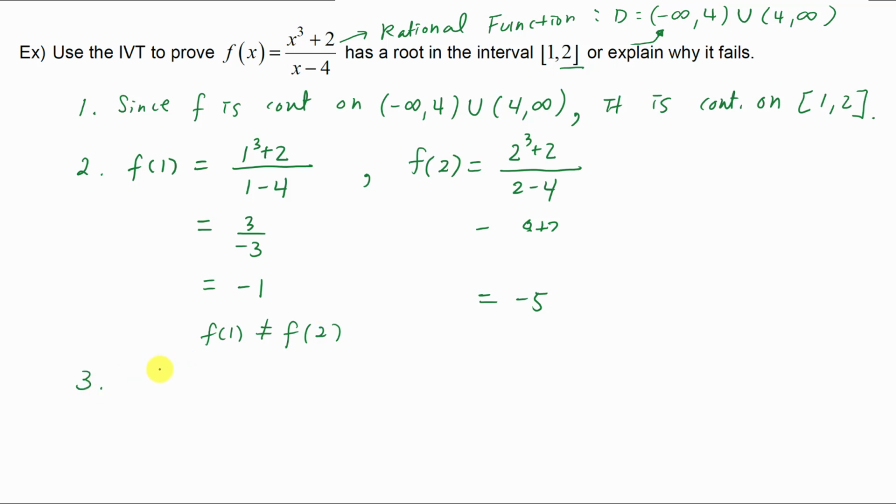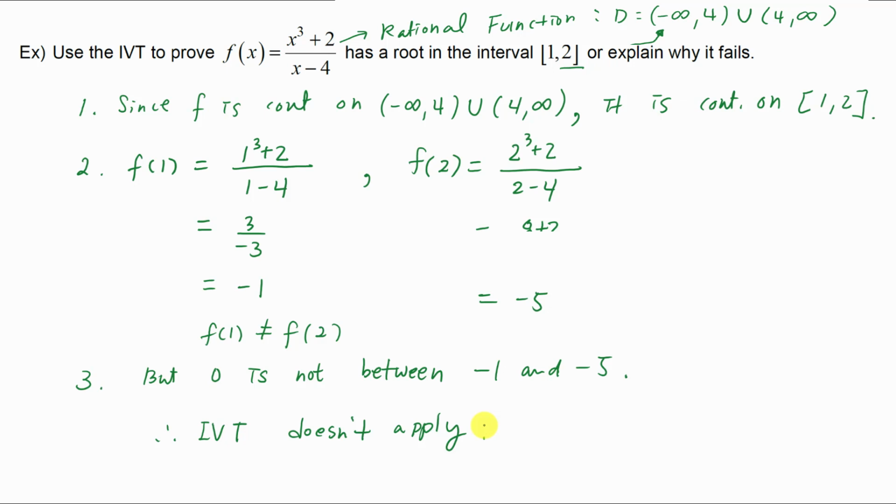No. So what do you say? But 0 is not between negative 1 and negative 5. All you have to conclude is that IVT does not apply. Or you can say IVT fails, right? You don't say, oh, therefore the root does not exist between negative 1 and negative 5.